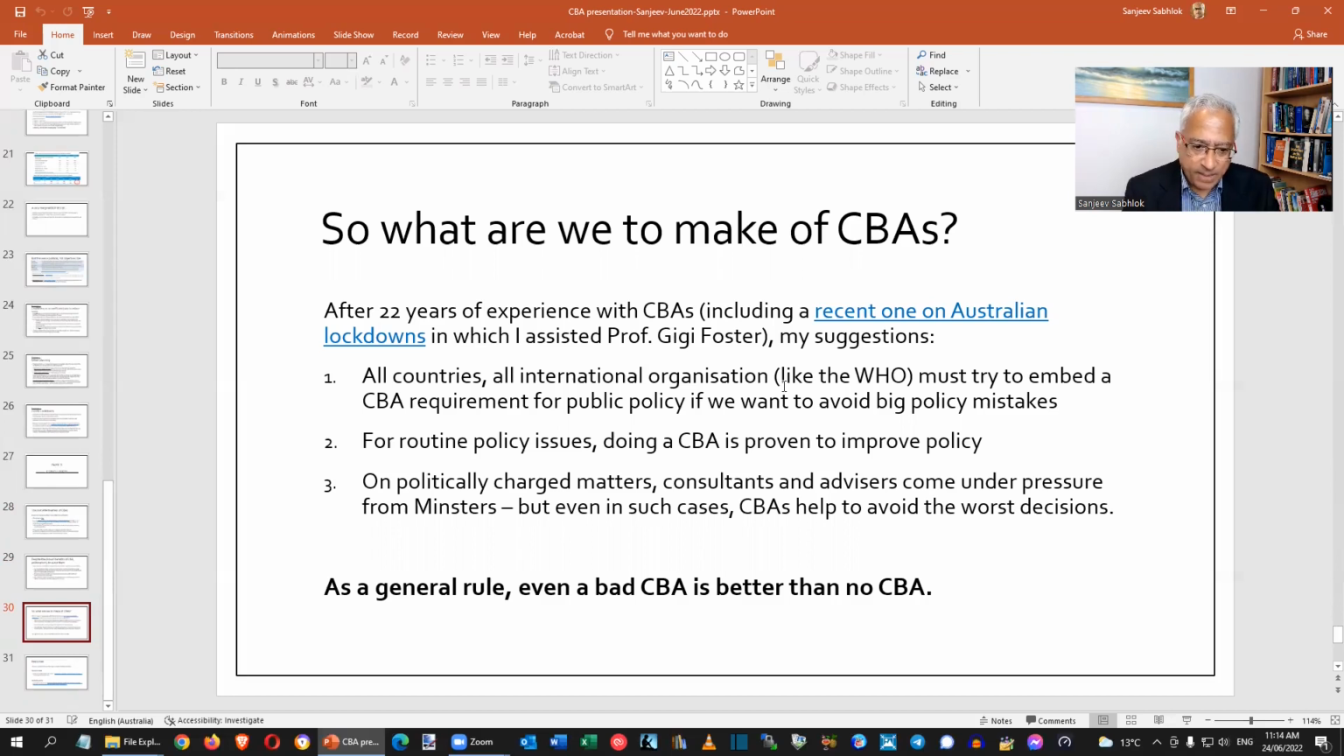The benefit of a public CBA is that we can say this is a bad CBA. Then the opposition party can say, no, that was not a good CBA, and they can actually go and change the policy. So we need a CBA even in matters which are politically charged, or where politicians are too much involved. Even in those cases, a bad CBA is better than no CBA. And so that is the end conclusion: even a bad CBA is better than no CBA. So let's do the CBA, guys.